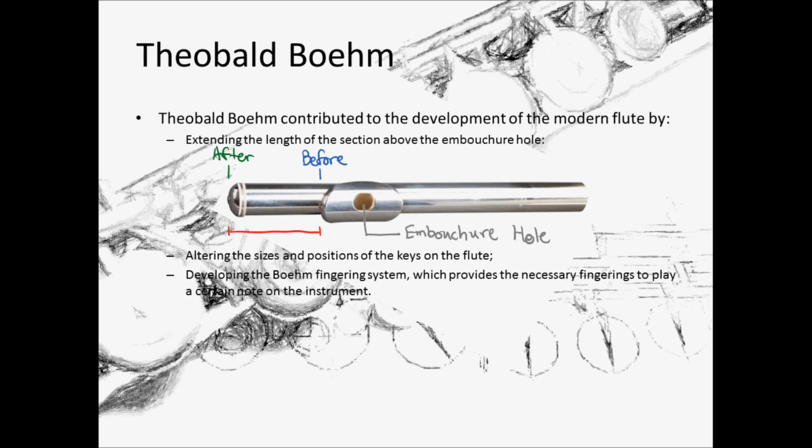Theobald Bohm contributed to the development of the modern flute by first extending the length of the section above the embouchure hole, as shown in the diagram, altering the sizes and positions of the keys on the flute, and developing the fingering system, which provides the necessary fingerings to play a certain note on the instrument.